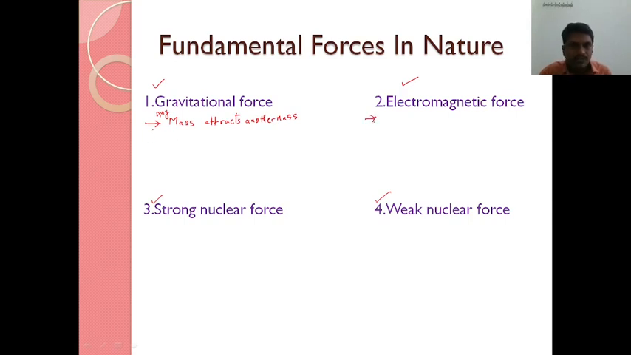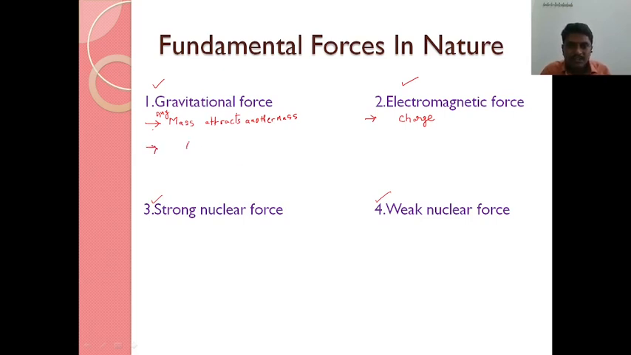Okay, what is the source of electromagnetic force? Here, charge. Like charges repel, unlike charges attract. We have studied about charges in your lower classes. Electric force exists between charges, magnetic force between 2 magnets. Whether it is electric or magnetic, the source of electromagnetic force is charge. I am writing the source as the second point.